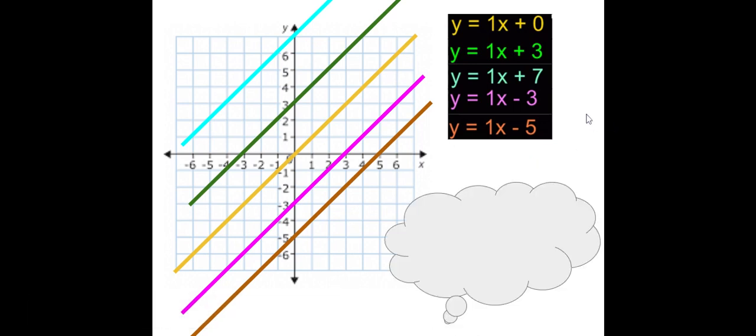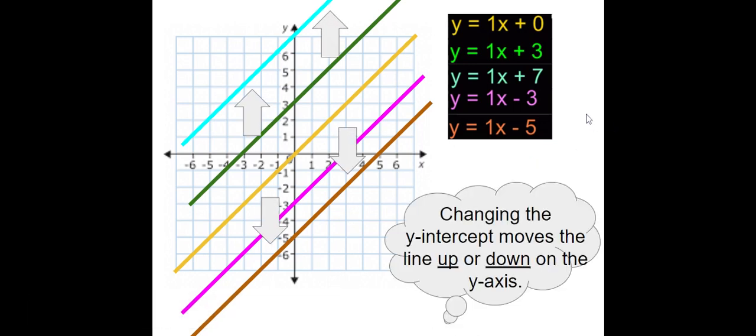So how does changing the y-intercept affect the graph? The line is just going to simply move up or down along the y-axis. That's all it's going to do. Because remember, the intercept is the point on the y-axis.